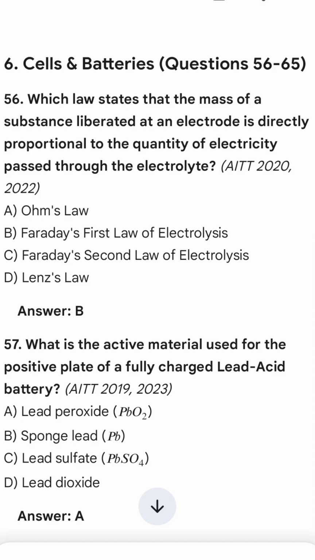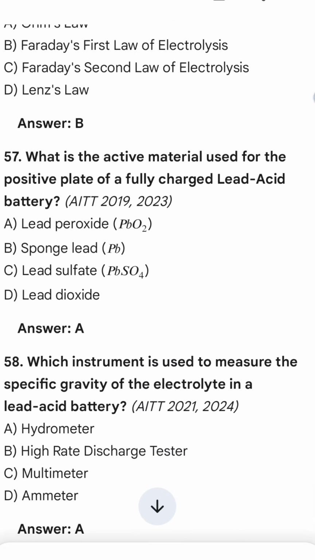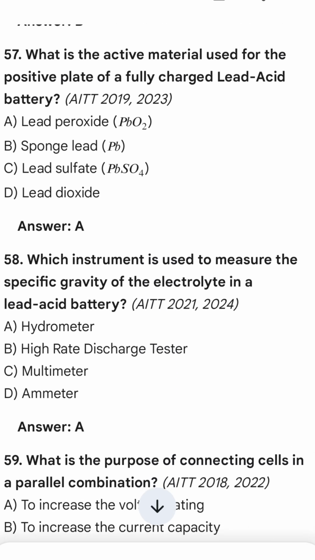Option B, Faraday's first law of electrolysis is the correct answer. Question number 57. What is the active material used for the positive plate of a fully charged lead acid battery?